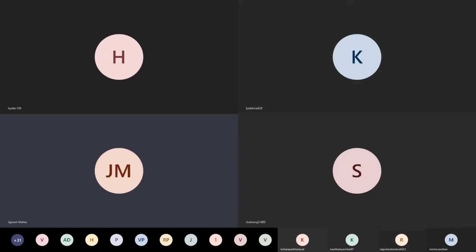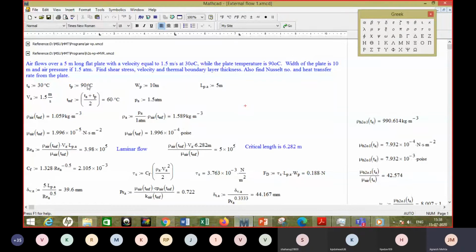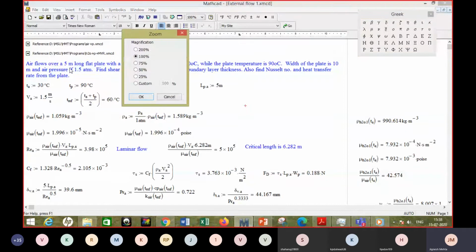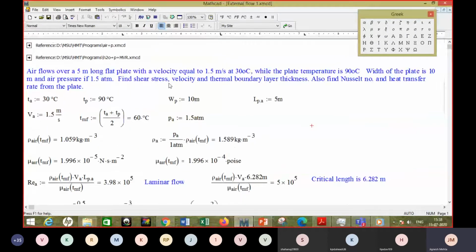Yes. So this is the example that we are discussing. There is a flow of air over a flat plate, as it is described here. Let us take the length of the plate equal to 5 meters. The velocity of air is 1.5 meters per second, and the air enters at 30 degrees Celsius.